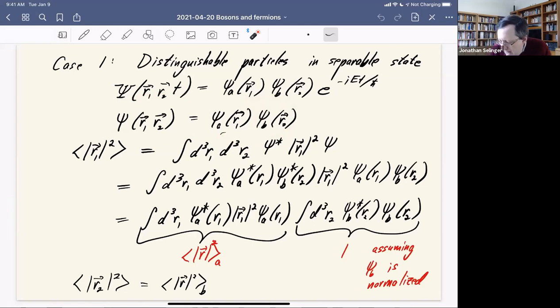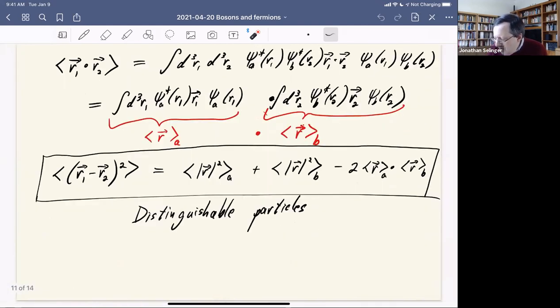We got the average of R1 squared, which is the average of R squared associated with state A, because particle 1 is in state A. Likewise, the average of R2 squared is the average of R squared associated with state B, because particle 2 is in state B. And the average of the dot product is the dot product of the averages, an average R associated with state A and an average R associated with state B. This is the result for distinguishable particles.